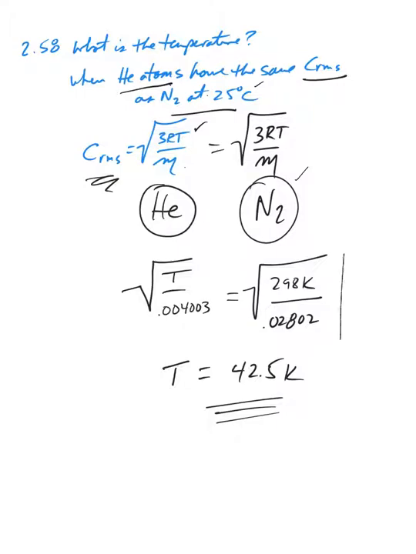I took the square root of the temperature of the helium over its molar mass in kilograms per mole and equated it to the square root of the temperature of the nitrogen over its molar mass in kilograms per mole. Once you do that, you're going to end up solving for the temperature, which gives 42.5 Kelvin. A very, very cold temperature is going to slow down the helium atoms enough that they're the same speed as the nitrogen at 25 degrees Celsius. So that should make sense to you from a conceptual point of view.